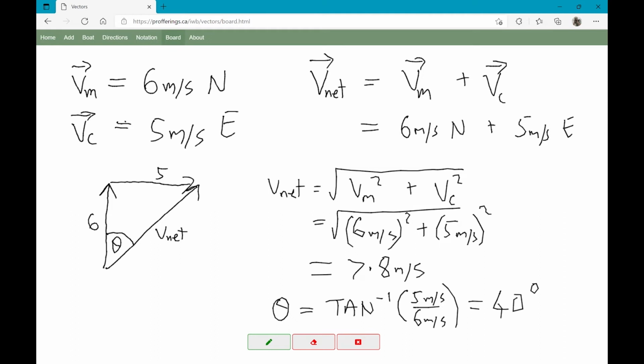Now that's the angle in the triangle. What's the direction? Well, our boat was pointed north. We're going 40 degrees to the east of that. So what our boat is actually going to do, it's going to travel at 7.8 meters per second in a direction of 40 degrees east of north.